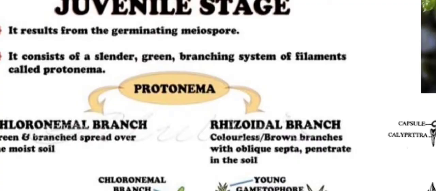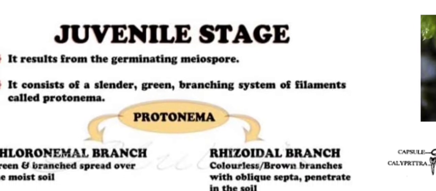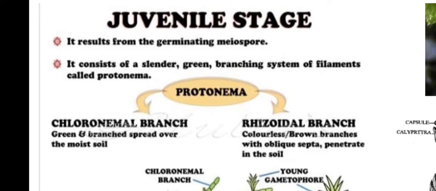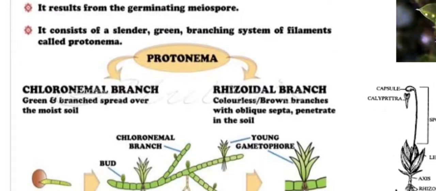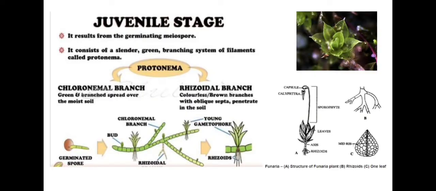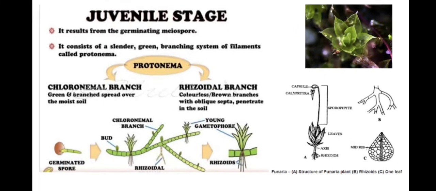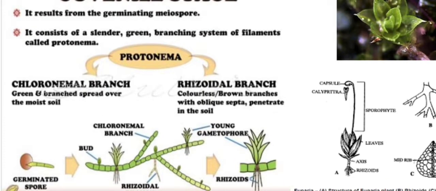It results from the germination of the meiospores which are dispersed from the mature capsule and consists of a slender green branching system of filaments called protonema. So students, the juvenile stage is represented by the protonema which originates from the spores, and the protonema further has two branches, that is the chloronemal branch and the rhizoidal branch.